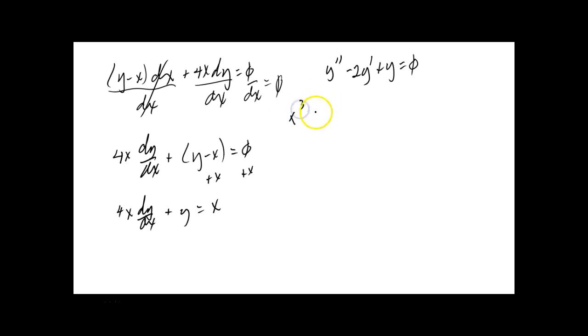Okay, here's another one. x cubed times the third derivative of y with respect to x, plus x dy/dx minus 5y is equal to e to the x. Question, is that linear or nonlinear?